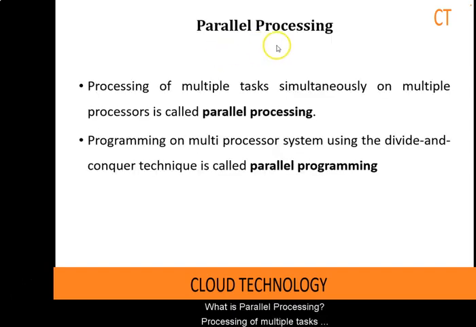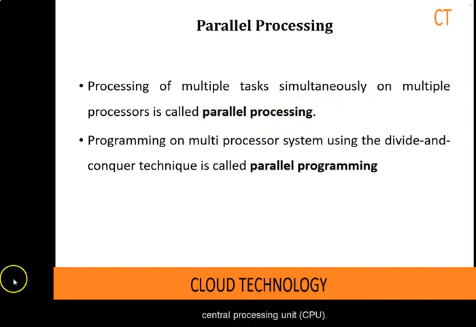What is parallel processing? The processing of multiple tasks simultaneously on multiple processors is called parallel processing. The parallel program consists of multiple active processors simultaneously solving a given problem. A given task is divided into multiple subtasks using a divide and conquer technique, and each subtask is processed on a different central processing unit. Programming on a multiprocessor system using the divide and conquer technique is called parallel programming.